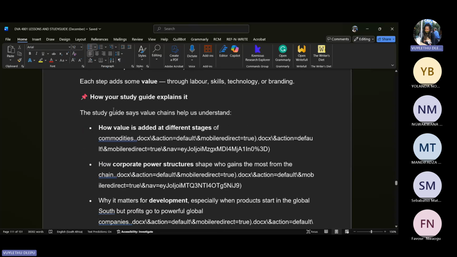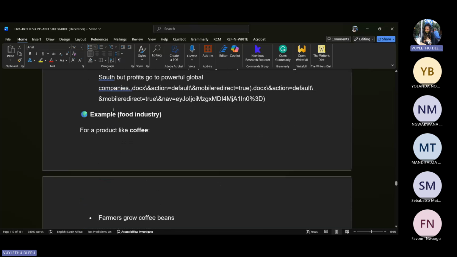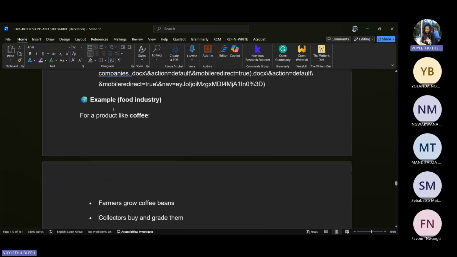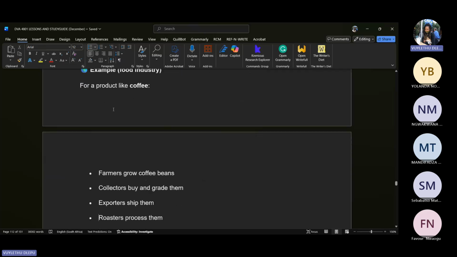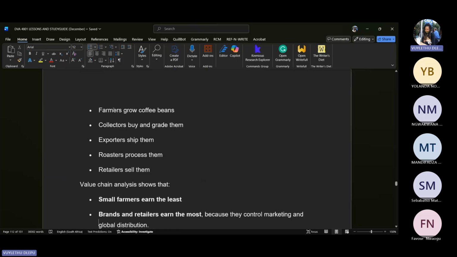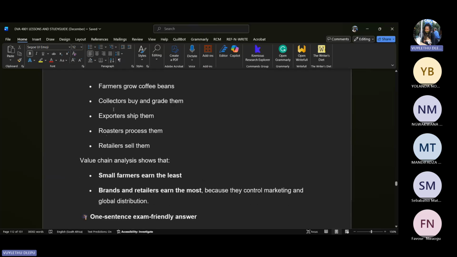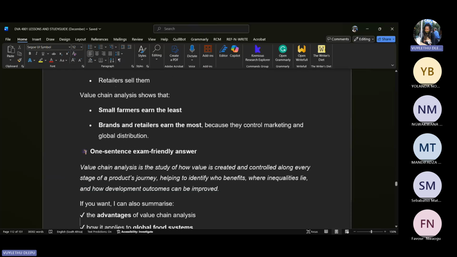So we already explained what value chains are, but okay. It tells us that value chains also help us to understand how corporate power structures shape who gains the most from the chain and why it matters for development. And they pointed out the food industry. They talk about farmers growing coffee, collectors buying and grading them, exporters shipping them, roasters processing them, retailers selling them. And then it says value chain analysis, the small farmers earn the least and brands and retailers earn the most because they control marketing and global distribution.